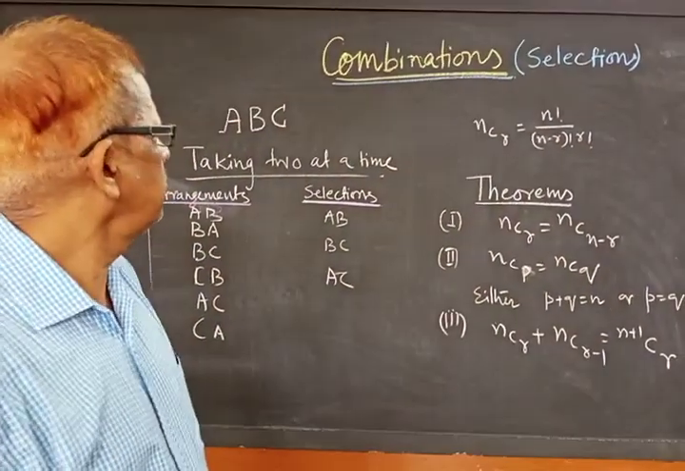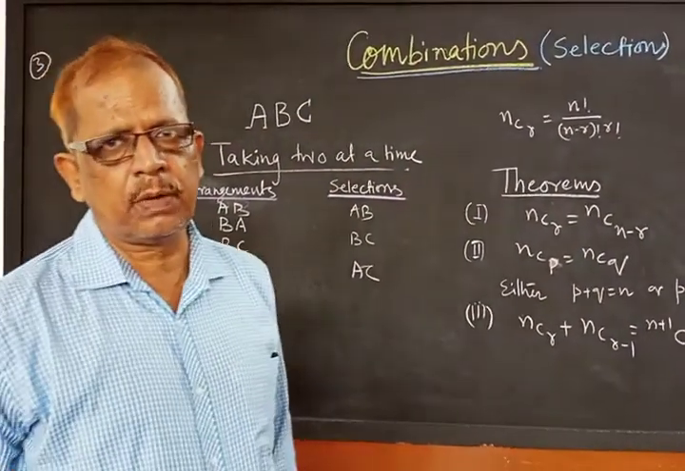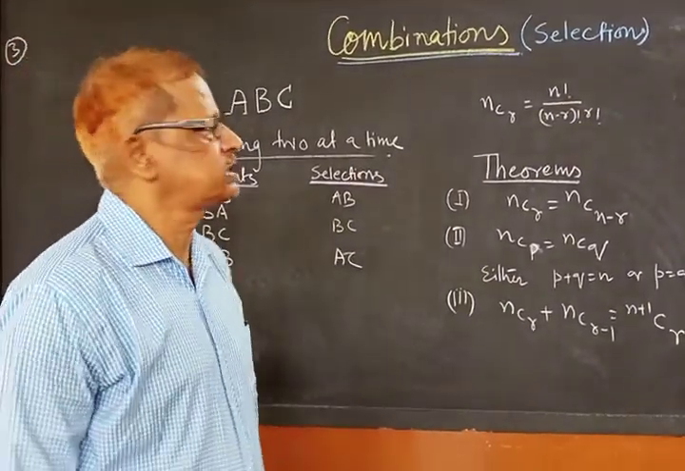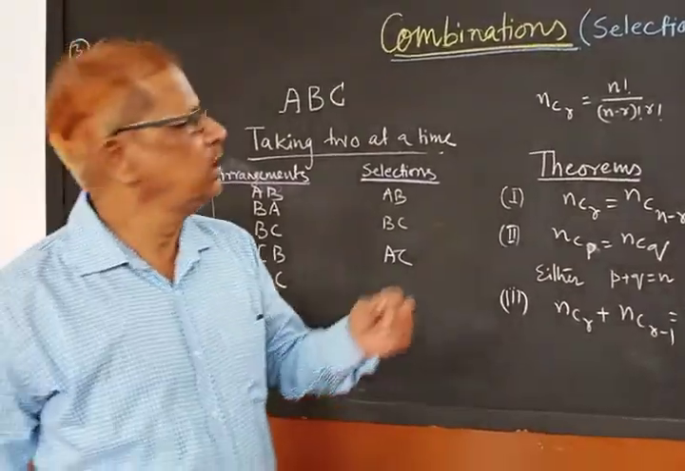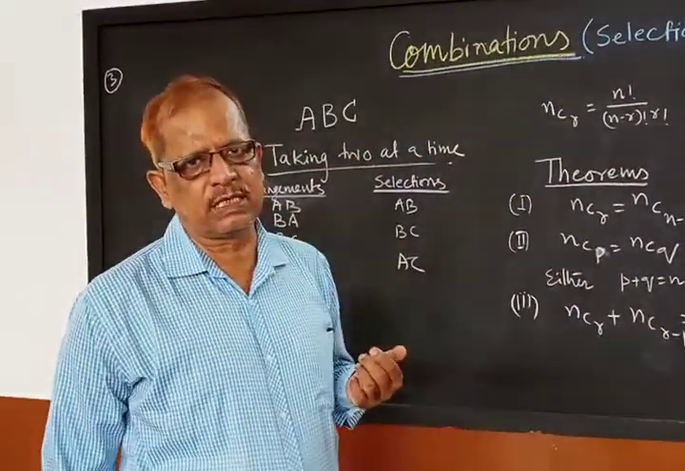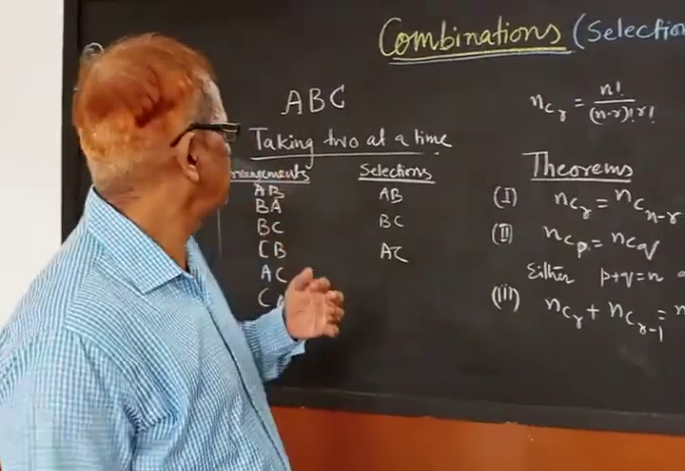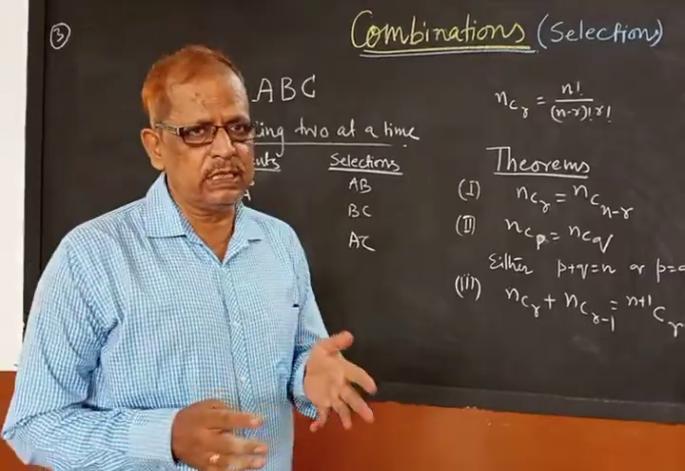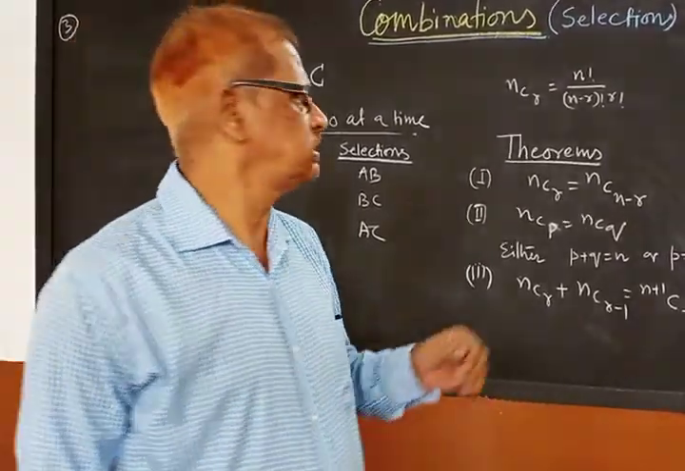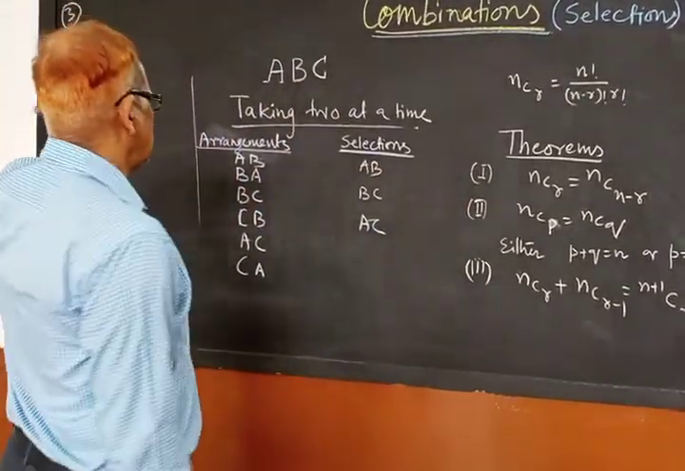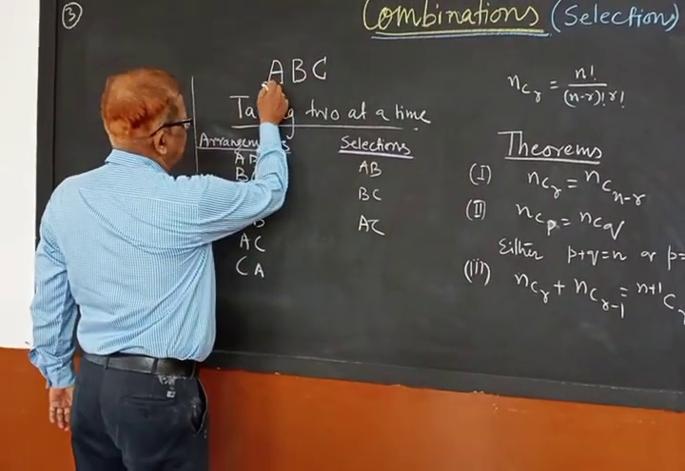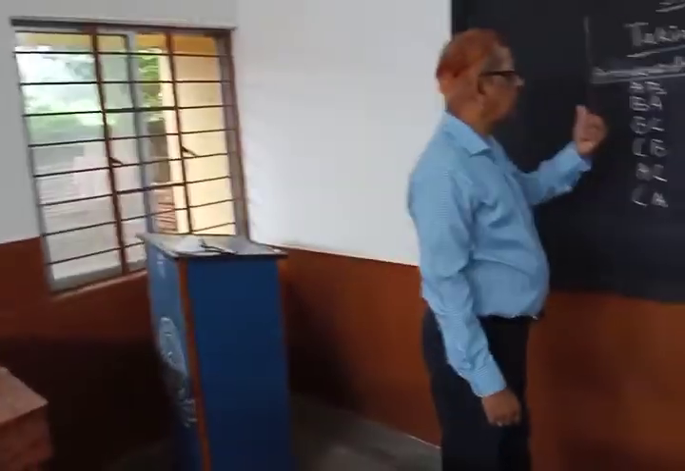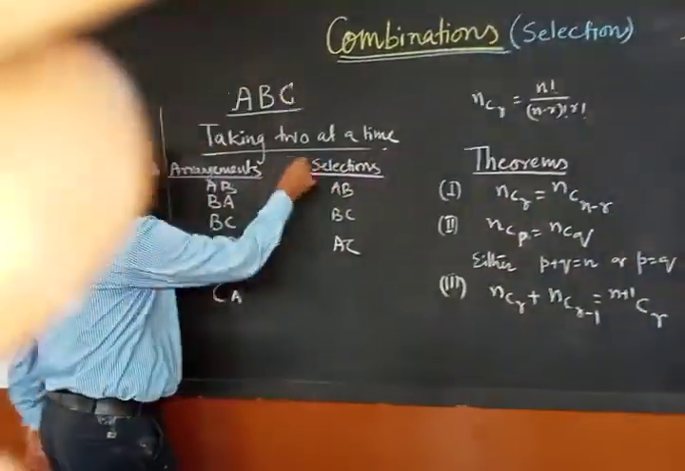Students, today we start the next part of permutation and combination, that is combination. So what is combination? Combination is selection, and permutation is arrangement. See the basic difference. Once again I will come to the example, taking three letters A, B, C, two at a time. We are going to arrange it and we are going to select it.